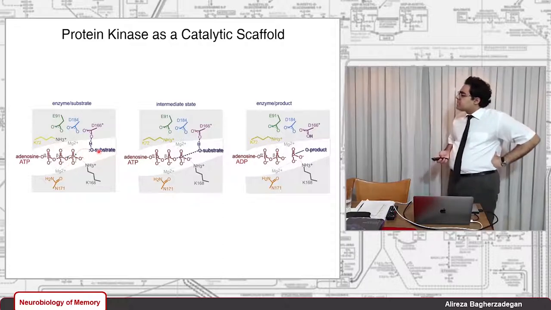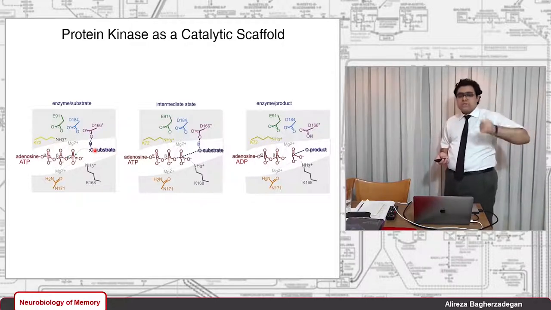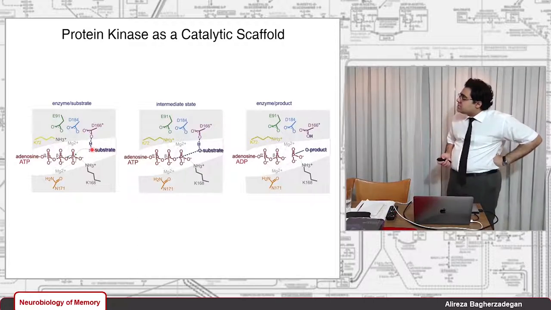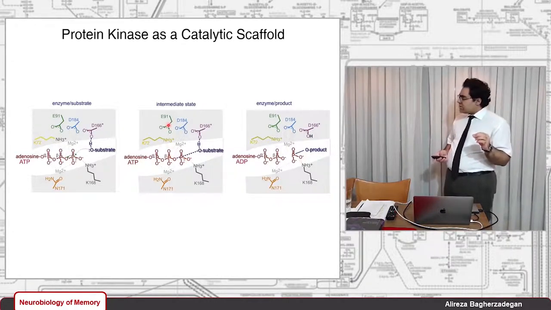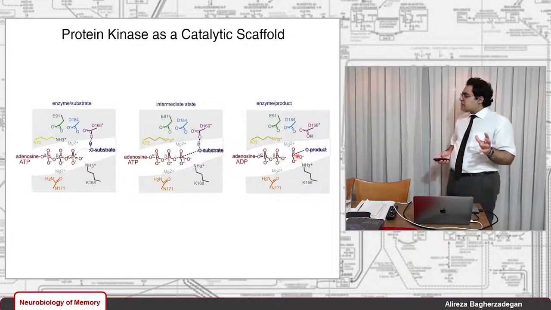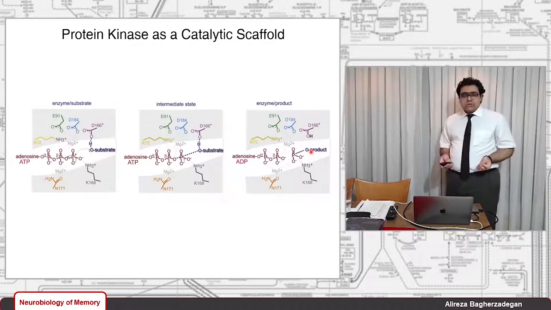In this state, the substrate is nucleophilic. It means that it wants to donate an electron, or a pair of electrons, actually. So it donates a pair of electrons to this gamma phosphate, and this electron donation causes the bond between the gamma and beta phosphate to be broken. When this bond is broken, we have an intermediate state, and after that, in the enzyme product state, the product is complete. You can see that the bond between the gamma phosphate and the beta phosphate is completely broken, and now the phosphate is attached to the product or the substrate. And we can say that a phosphate transfer happened, or this product or substrate is phosphorylated.